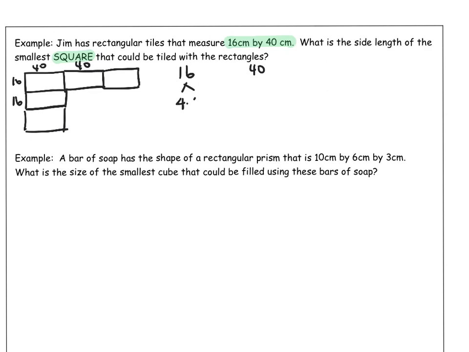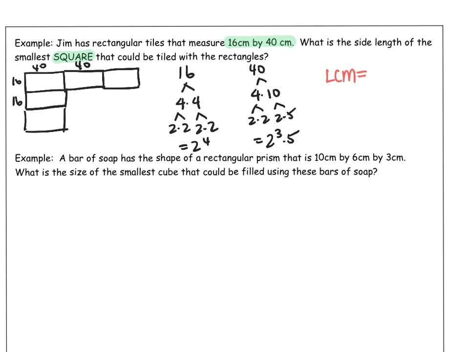So 16 is 4 times 4, which is 2 times 2 and 2 times 2. So that's 2 to the power of 4. 40 is 4 times 10. It's 2 times 2 and 2 times 5. So that's 2 to the 3 times 5. So my lowest common multiple will be the highest of all of my different primes. So 2 to the power of 4 times 5, which is 16 times 5, which is 80. Okay, so that means that I would need a square with a side length of 80 centimeters.